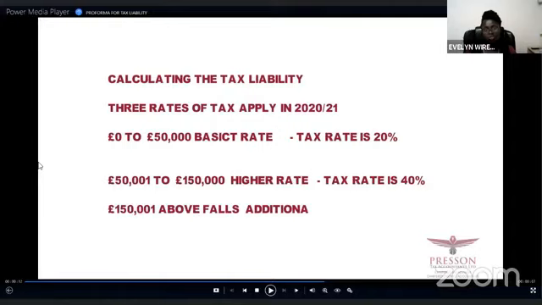To give you the taxable amount to be 37,500. So from 50,000 and £1 to 150,000 will be taxed at 40%, and any excess above 150,000 will be taxed at 45%. I'm going to stop sharing this one and then share an example with you. So we're going to go through an example very soon. Just bear with me.